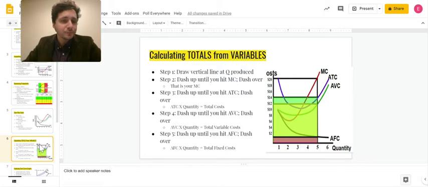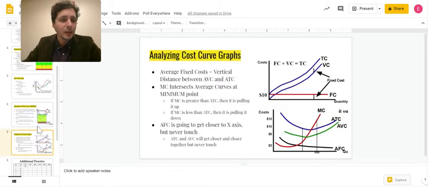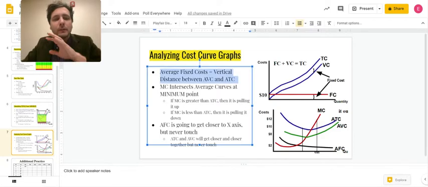Hopefully that's helpful. Let's look at one more thing, and then in our next one we'll do some practice with a chart, and we're almost done. All right, so how do you analyze these? Well, remember that the average fixed cost is the vertical distance between AVC and ATC. This vertical distance is the same as this vertical distance, the distance between the x-axis and AFC, because AVC plus AFC equals ATC.